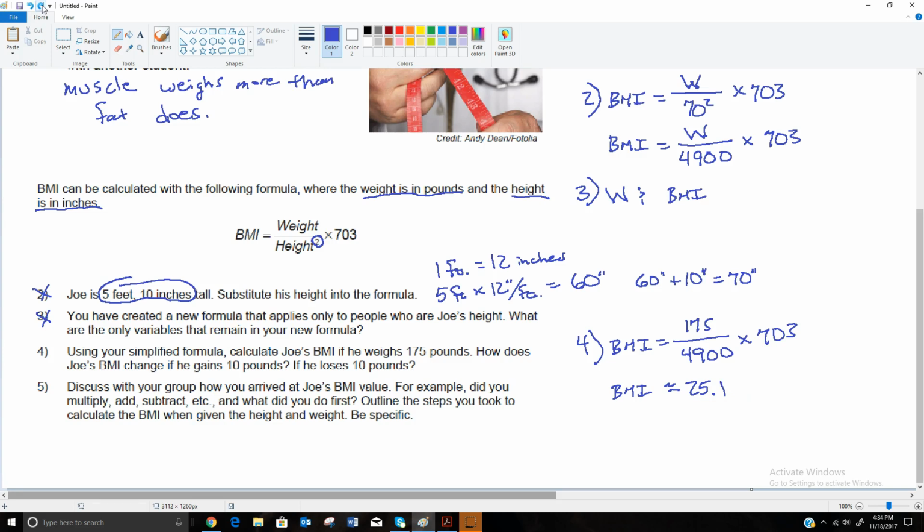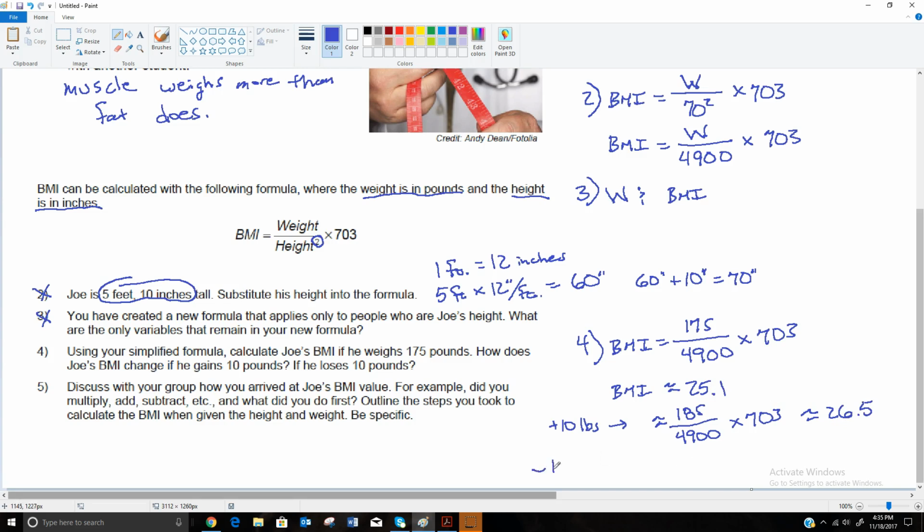So how does Joe's BMI change if he gains 10 pounds? So we're going to recalculate this. And if he gains 10 pounds, so plus 10 pounds, we would get 185 divided by 4,900 times 703. And we get about 26.5. So when he gains 10 pounds, his BMI, according to this formula, goes up by 1.4, from 25.1 to 26.5.